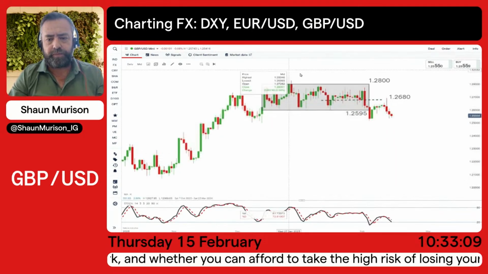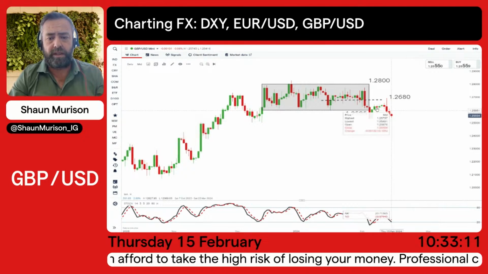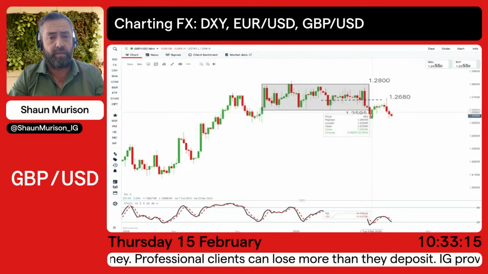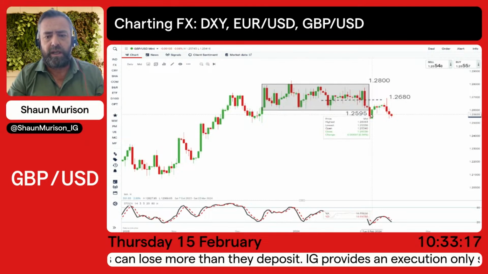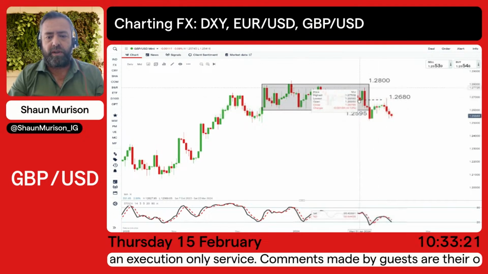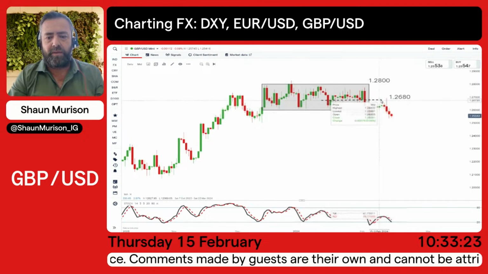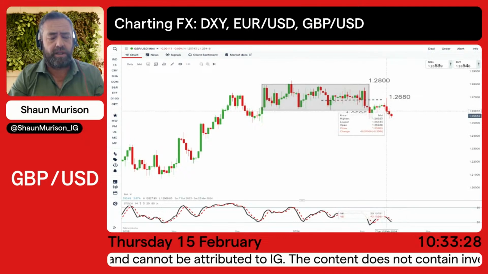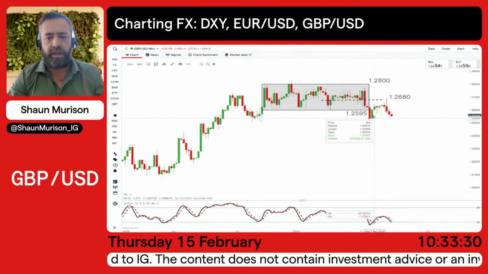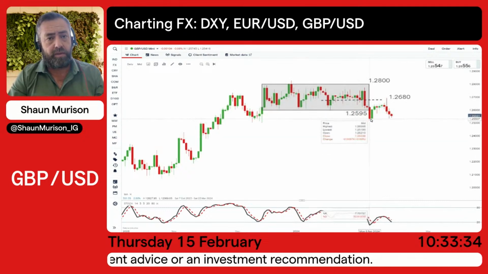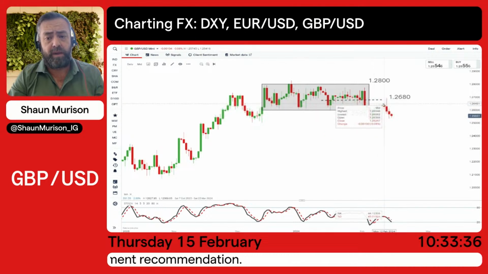Looking at cable. When we were here last, we looked at this range that was in place, and we're looking at a breakout. We did have a downside breakout that hasn't really manifested into anything material for the traders who have been short. But with that range breakout, we looked at this level of resistance here at 1.2680, suggesting that might be a stop loss indication if you were looking at shorting the currency pair. So at the moment, we've had our breakout, we've had our first pullback from that breakout, and we do look to be continuing that move down.